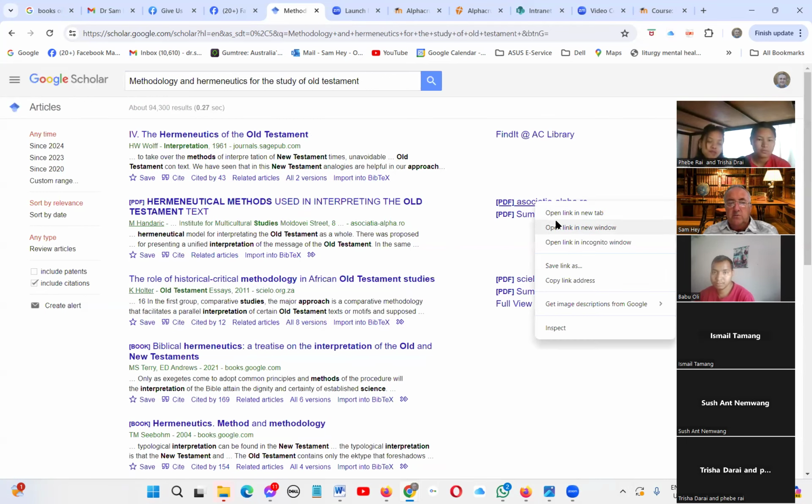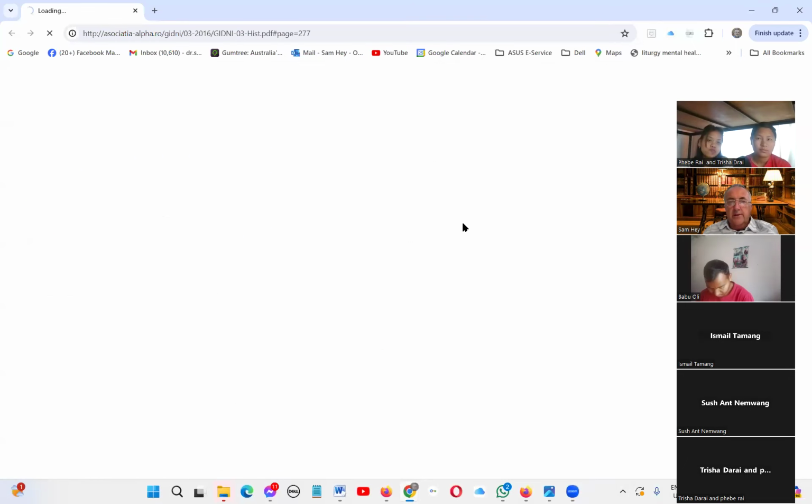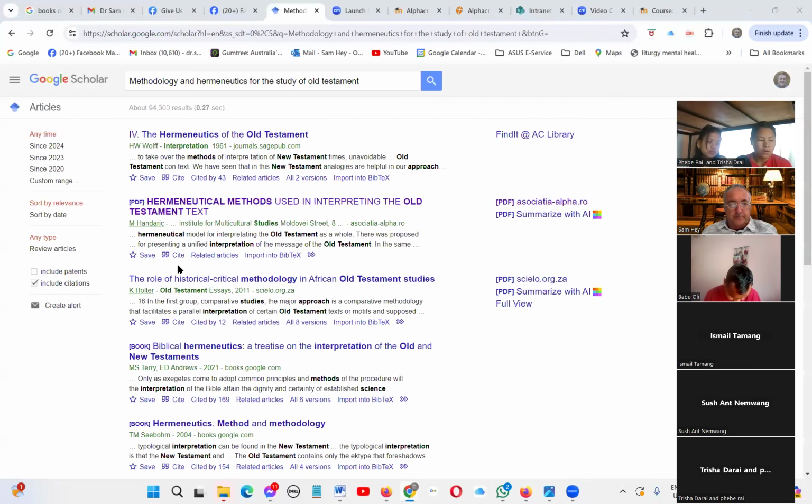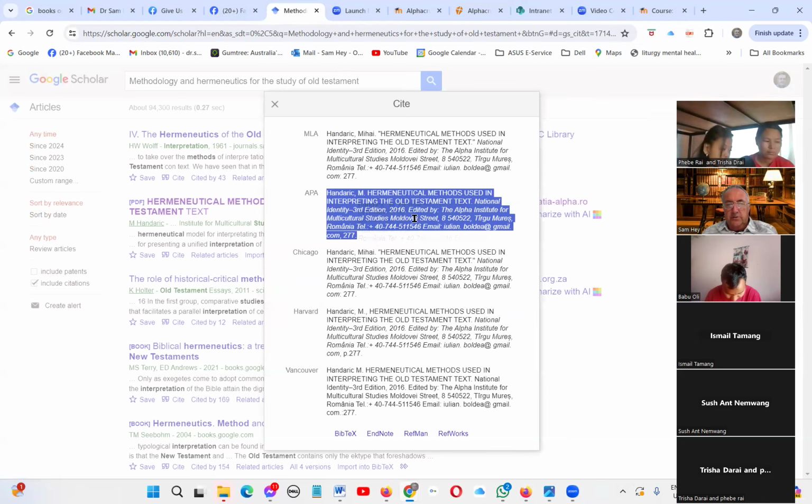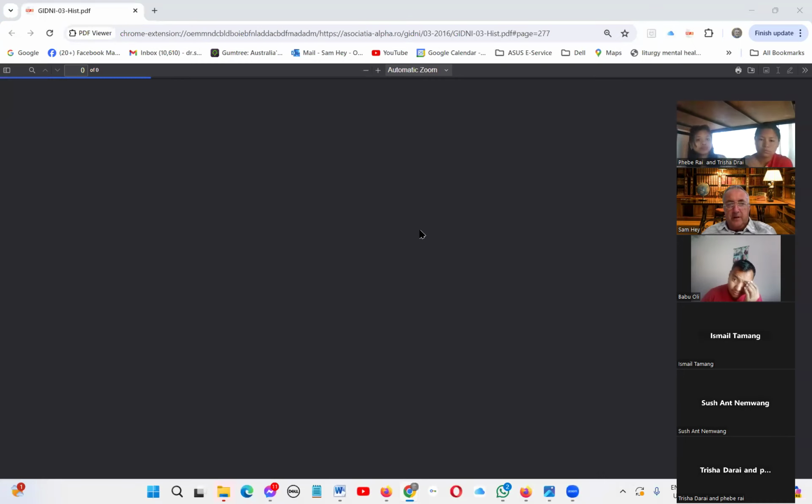I quite like this one. This one looks very good. And you could make a copy of the resource. So Cite gives us a copy of the resource. So we could Control C, we make a copy of that, and we have a copy of this resource on methods used to study the Old Testament.